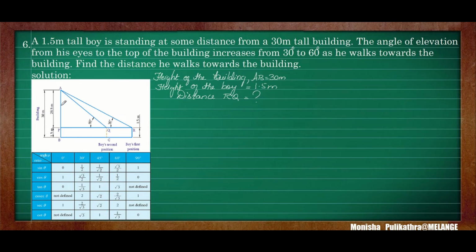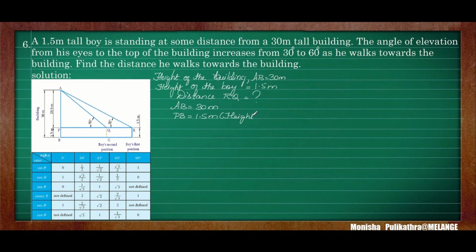Here we have to take two triangles. So here the whole length AB is 30, whereas PB is the height of a boy. So I will do it here. AB is equal to 30 meter, whereas PB is 1.5 meter, which is the height of the boy.